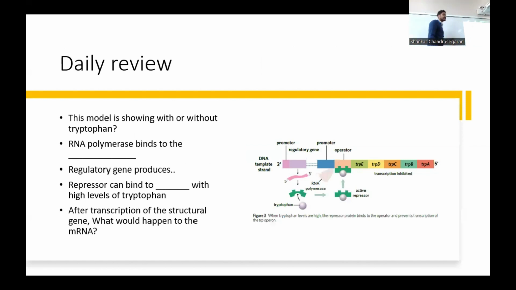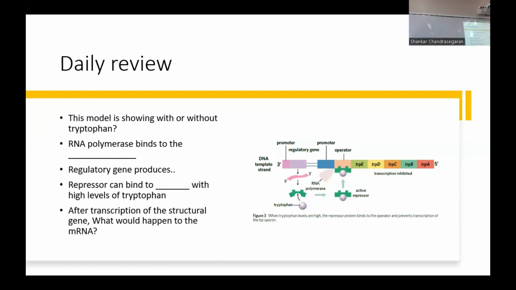All right, before we get started, this model is showing with or without tryptophan. First question, can I get Janita? Do you see any tryptophan here? Yeah, actually, I copied these questions from Ms. Long's slides, so this one's kind of confusing to me. Disregard that. Okay, number 2.